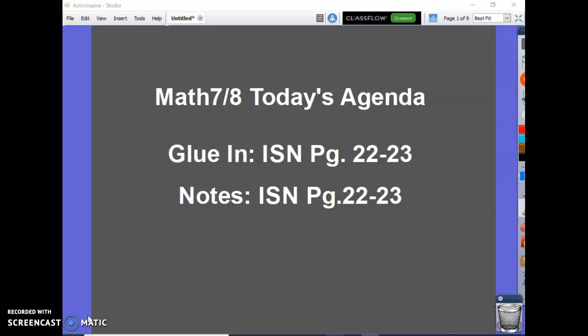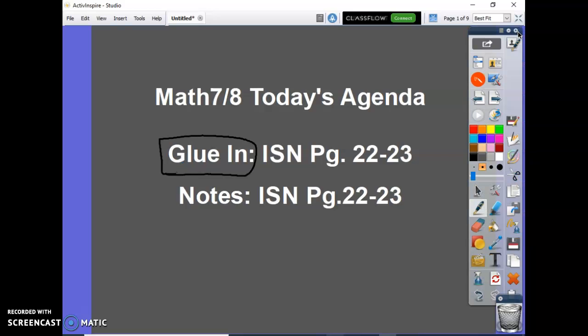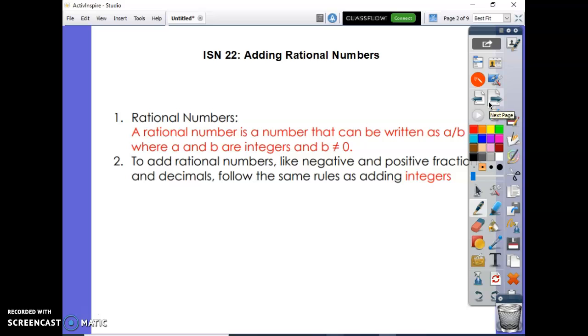Hi guys, today we're going to be taking notes on page 22 and 23 in our ISN. I hope you watched the video on how to glue it in, which is attached to this assignment. So please do that first and then we will take some notes now on page 22. The notes are actually going to be just examples for you to follow, and then you guys can do the work on page 22 on your own.